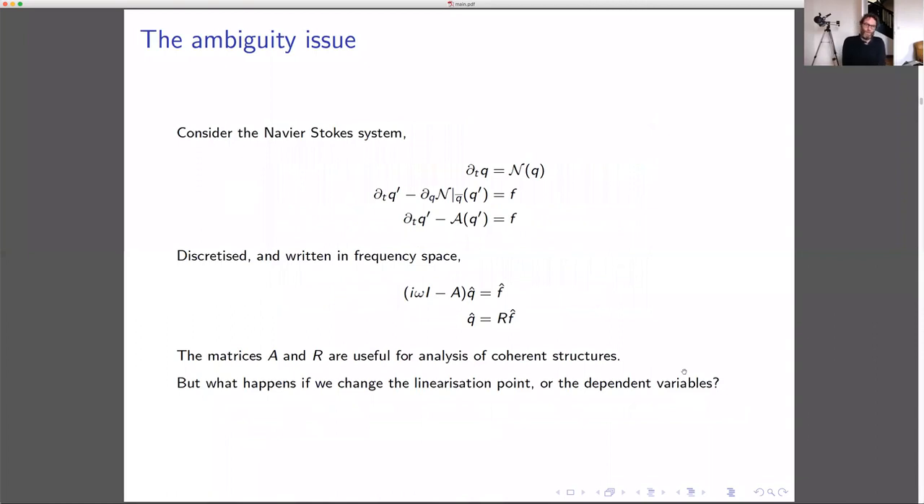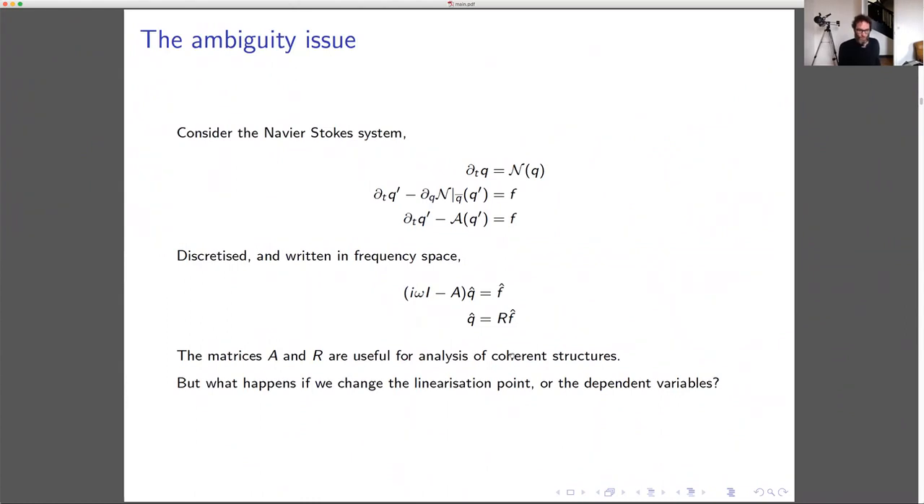So here we go. Again, this is the Navier-Stokes system on the top. You build a Jacobian, evaluate that at the mean flow, and that gives you this operator A, which describes the linearized dynamics. You retain the nonlinear terms, and we call this some external forcing F. If you discretize that system, write it in frequency space, it gives you these equations. So in all of the results that I showed in the introductory part of the talk, we're relying very much on the matrix A to analyze or describe coherent structures.